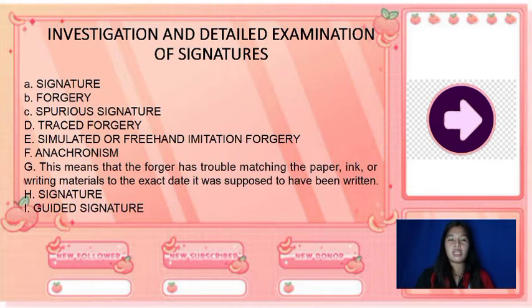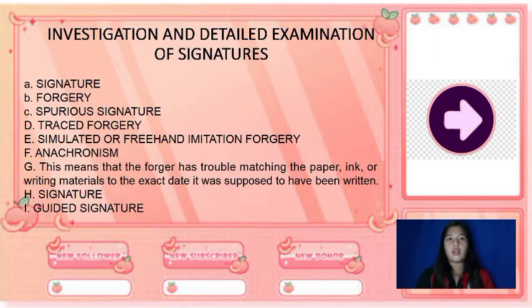Investigation and detailed examination of signature. Signature is the name of the person written by him or her in a document as a sign of acknowledgement. Forgery. Forgery is, strictly speaking, a legal term which involves not only a non-genuine document but also an intent to defraud. However, it is used synonymously with fraudulent signature or spurious document.